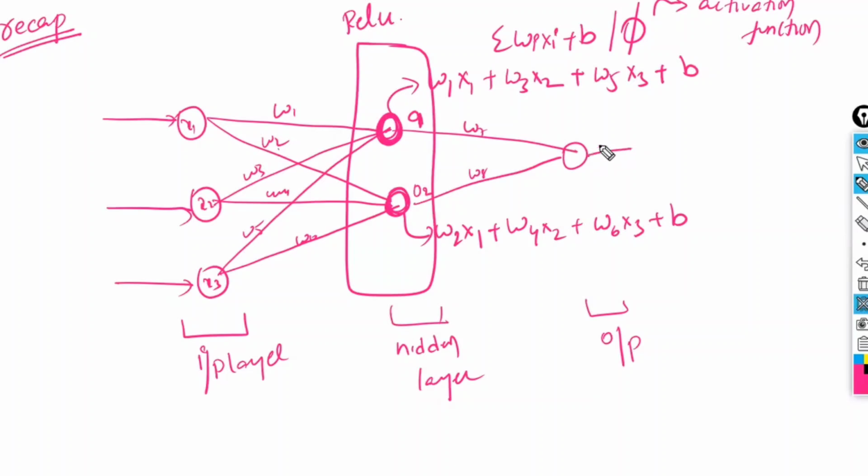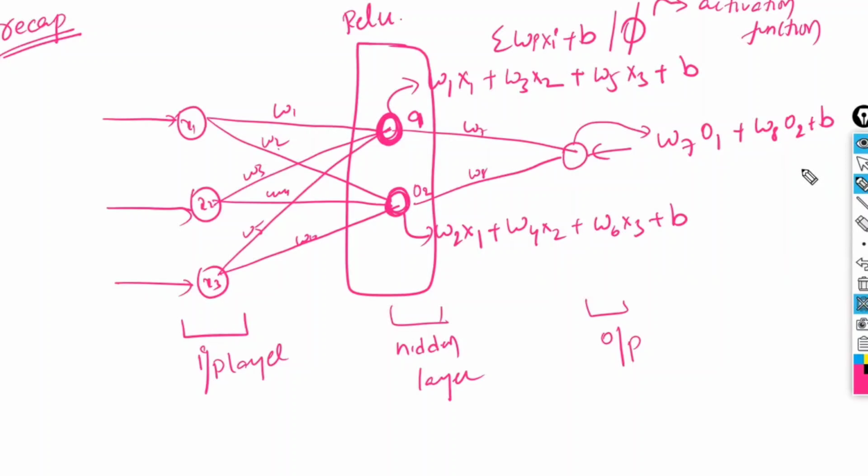Now, for this neuron, how is it going to calculate? W7 into O1 plus W8 into O2 plus B. For this neuron, these two connections are there, so it is going to connect in this way. So sigma Wi Xi plus B means whichever neurons it is connected to, it is going to take those values.